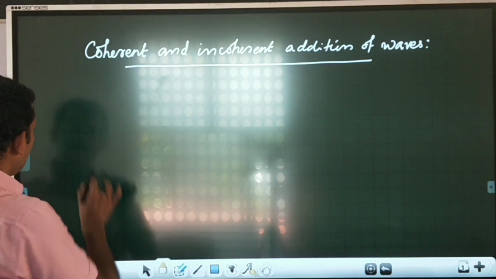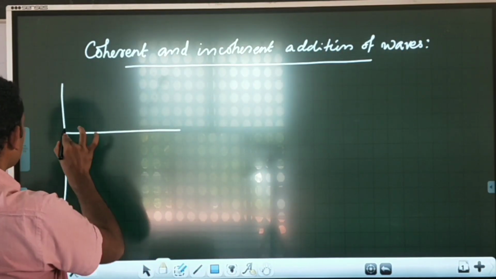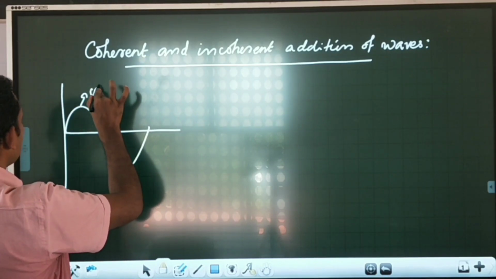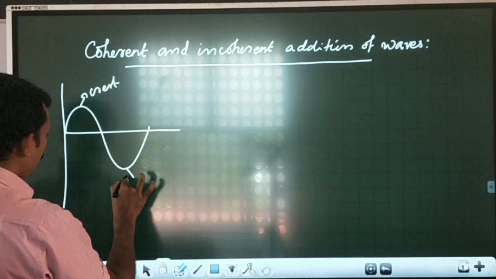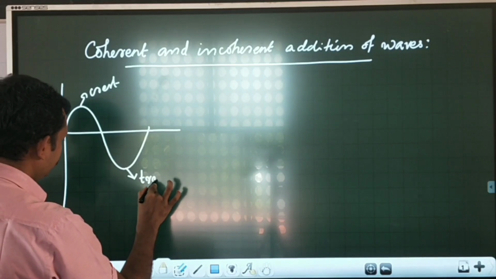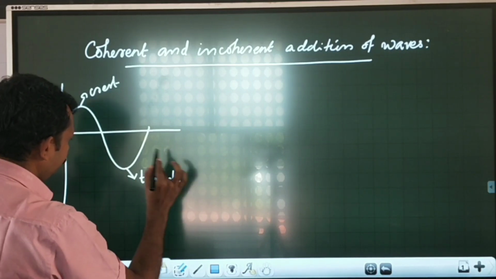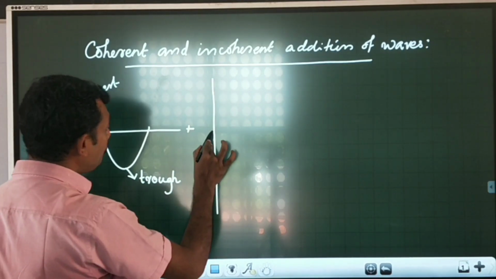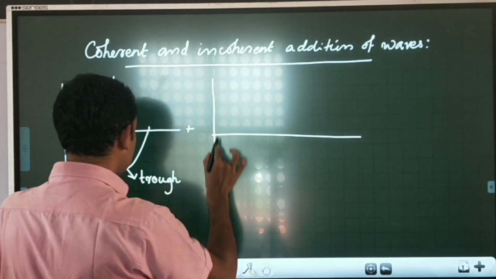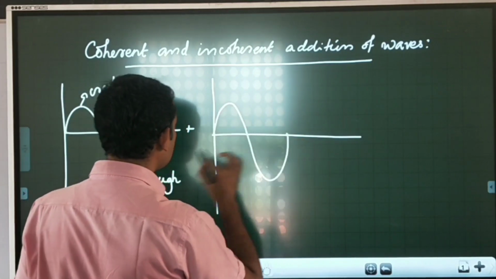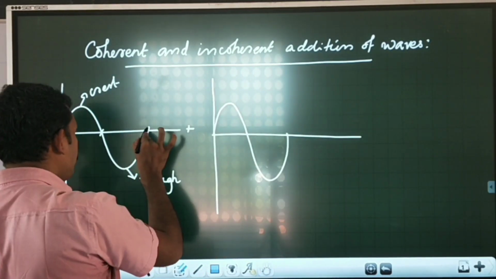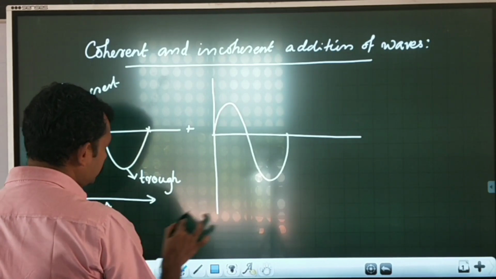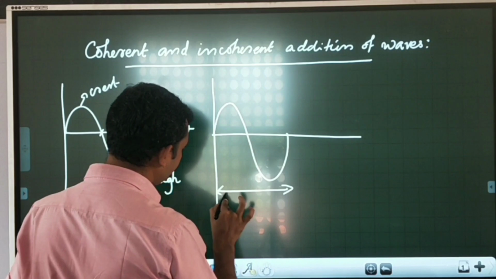So what I would like to tell you is that consider a transverse wave. This part is called a crest and this is called a trough. Now we let another wave also be superimposed over the first wave in such a way that this is the crest of the second wave. They are of the same phase and the same wavelength, lambda. This wavelength is also lambda.